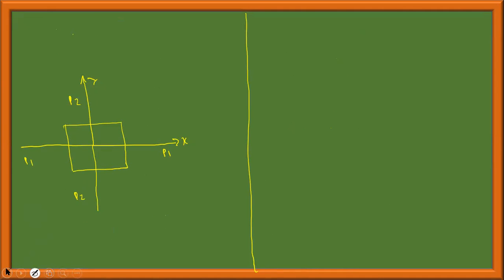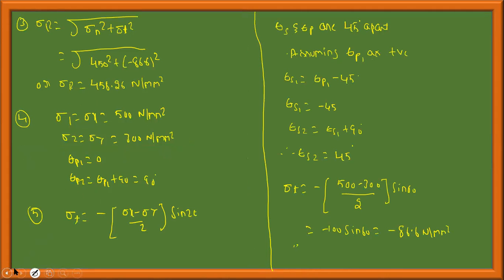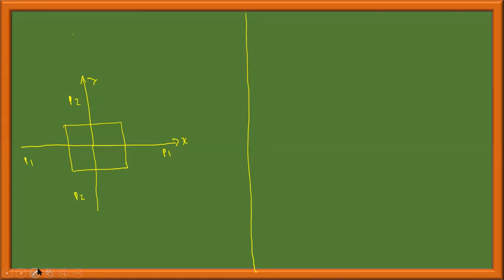And then sigma 1 is equal to sigma x, which is equal to 500. Sigma 2 is equal to 300. So this is about our principal planes.